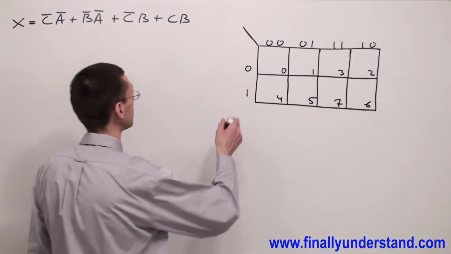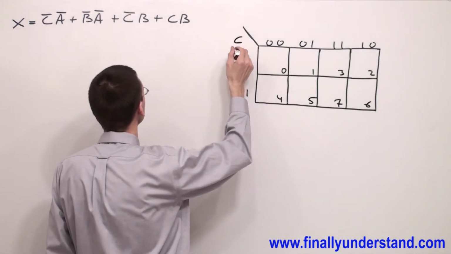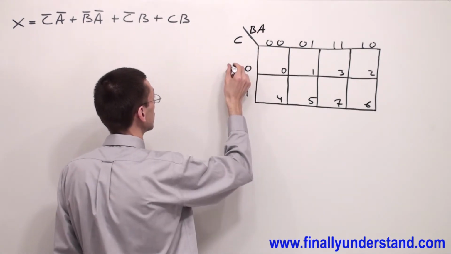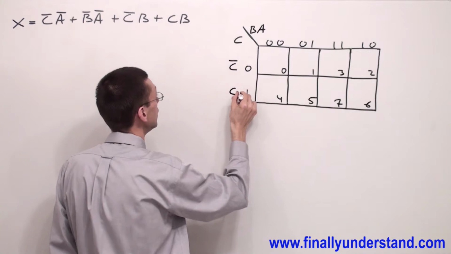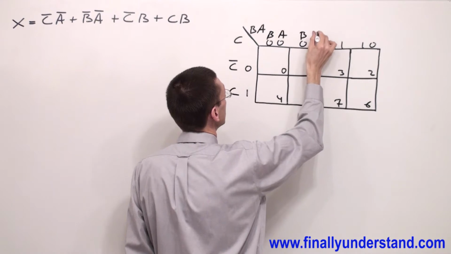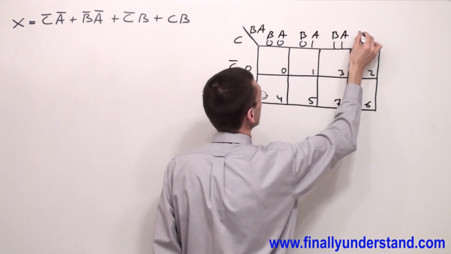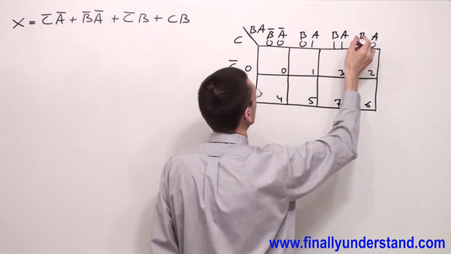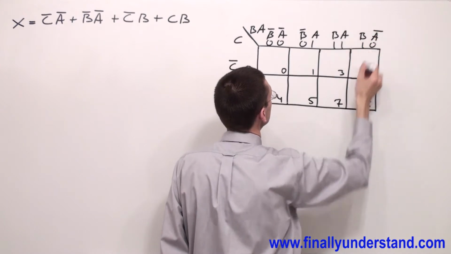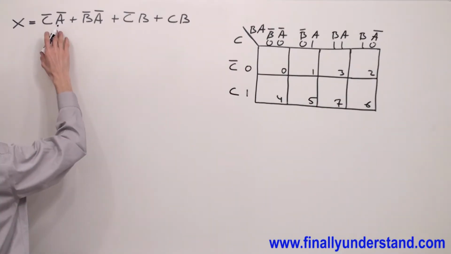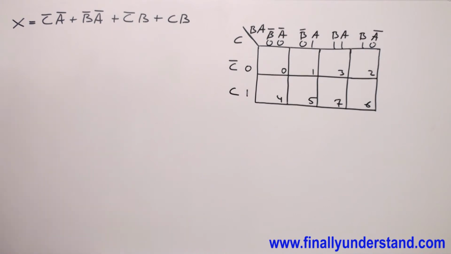That's why I'm going to write C over here and BA at the top of the map. So I'm going to have C, C not, and I'm going to have BA, BA, BA, BA, and we're supposed to write the negation bar over every single variable which is 0 or low. Next, we're supposed to convert this sum of products to the standard sum of products.